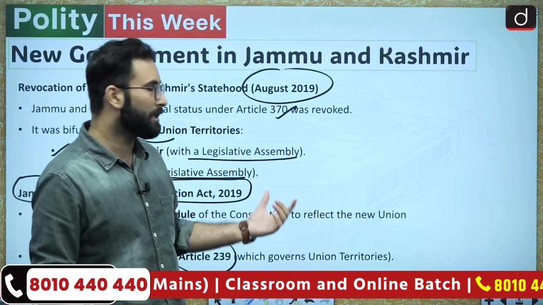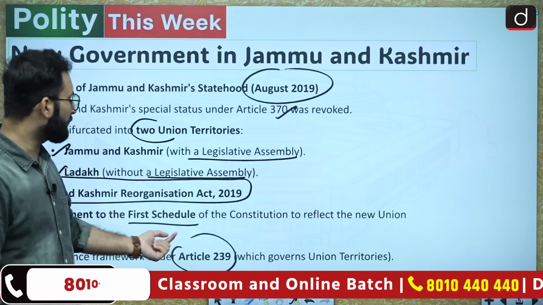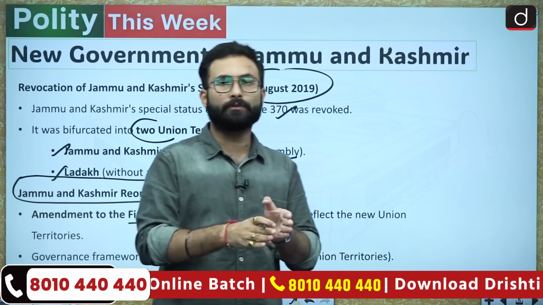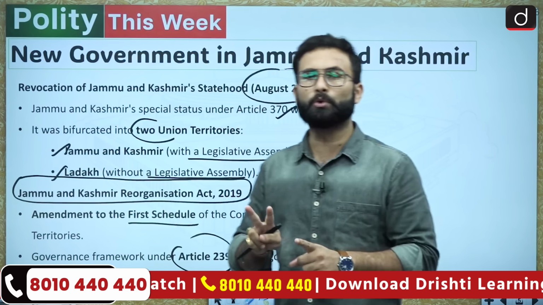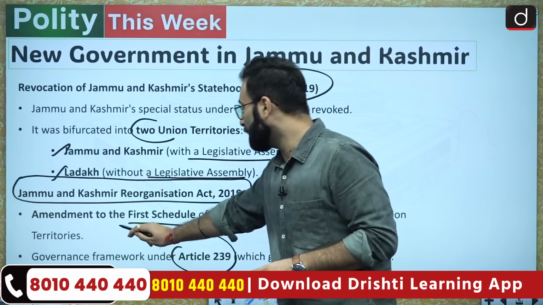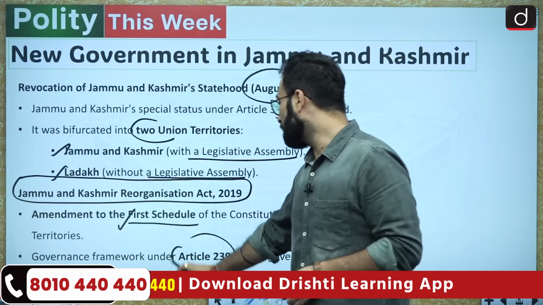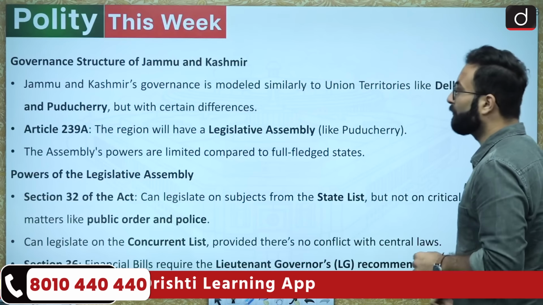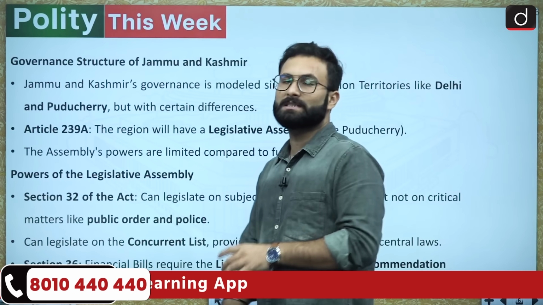After that, the governance framework under Article 239, wherein the administrative provisions for all the union territories are given in that article of our constitution, that is Article 239. It was given how union territories will be administered. So two changes were made in the constitution. First was the first schedule and second was under Article 239. Now moving further, here we will be seeing what the governance structure in Jammu and Kashmir will be.